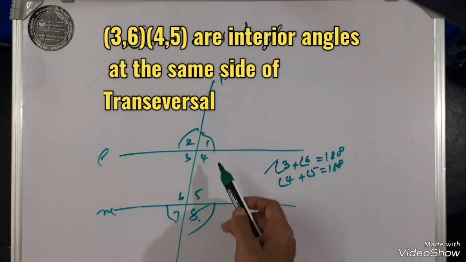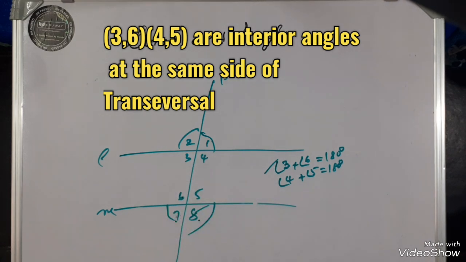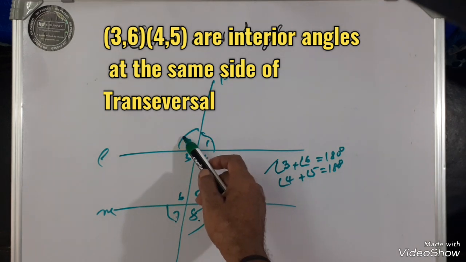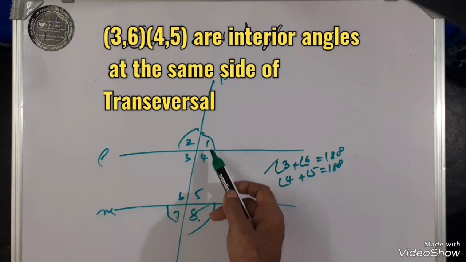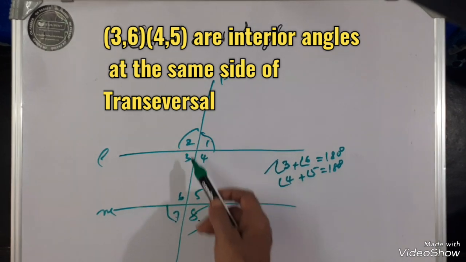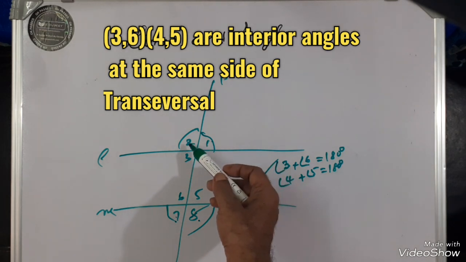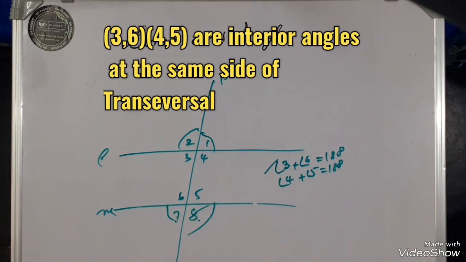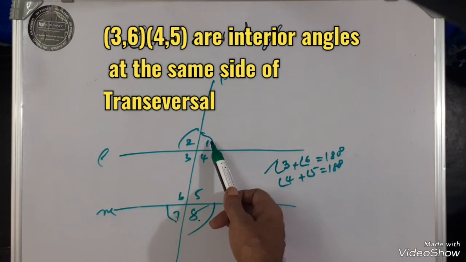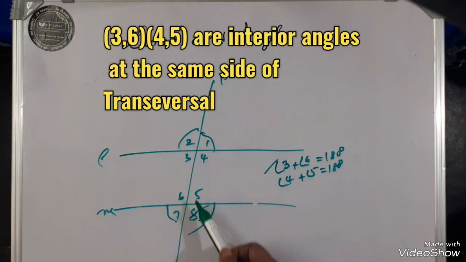Now the last one, 1 and 7, 2 and 8. They are called alternative exterior angles. What are they? 1, 7, 2, 8 are called alternative exterior angles.